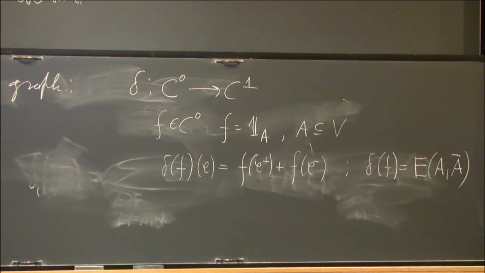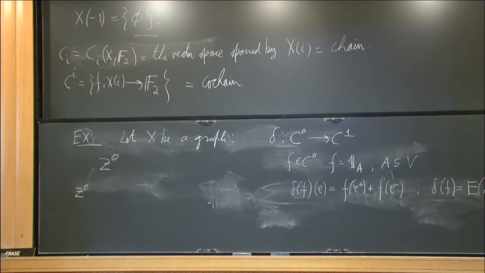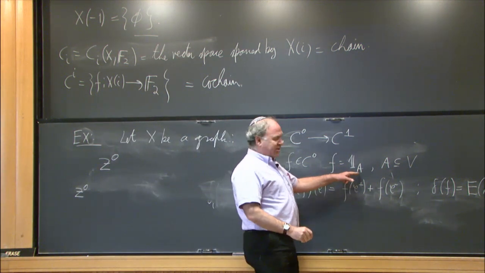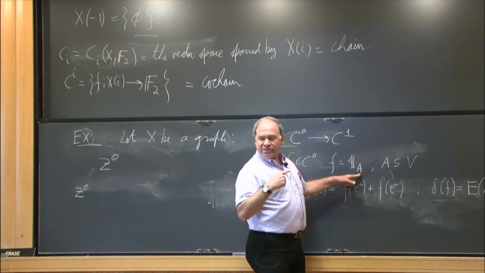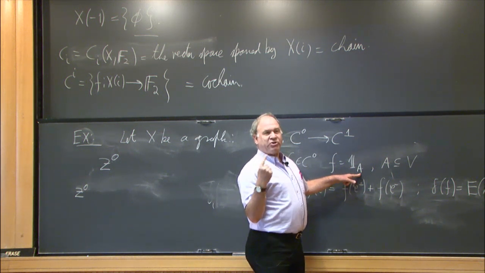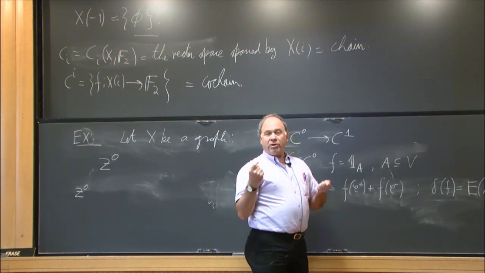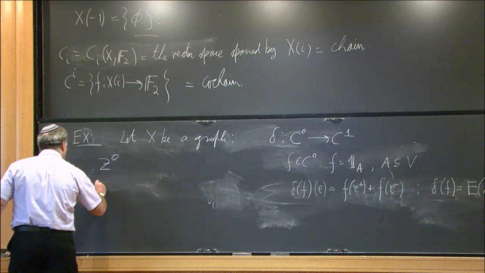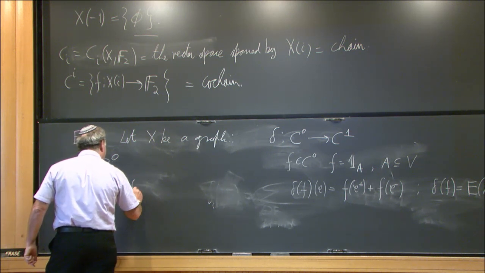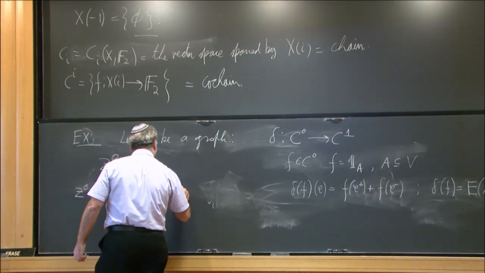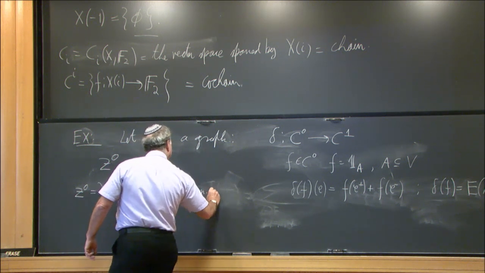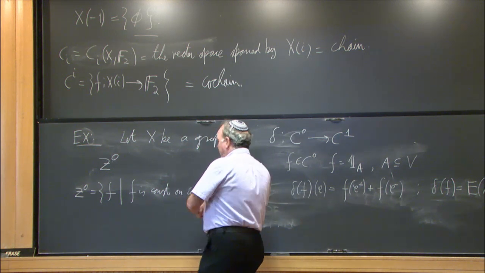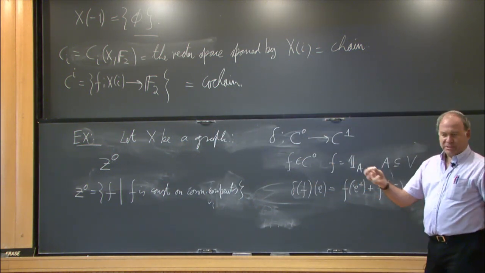Therefore, what is Z0? What is the cocycle? The cocycle is all the functions whose co-boundary is zero. Now we understand what that means: all the sets with no edges going outside. Which type of sets like that do you have in a graph? A connected component or a union of connected components. So Z0 is exactly all functions F that are constant on a connected component, namely, a formal sum of connected components.